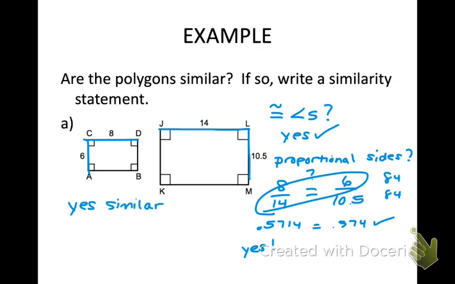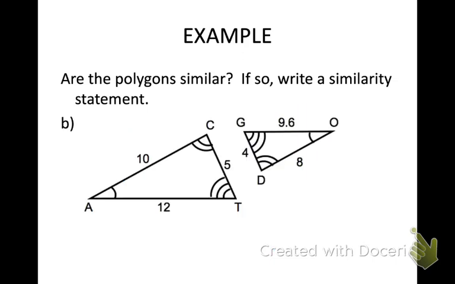Now it says write a similarity statement. So it's not a triangle, so I'm just going to go, I don't know, A, B, D, C is similar to, so I started with A, so K, M, L, J. If I go in order like this is what I did, then I have to do the same thing over there.